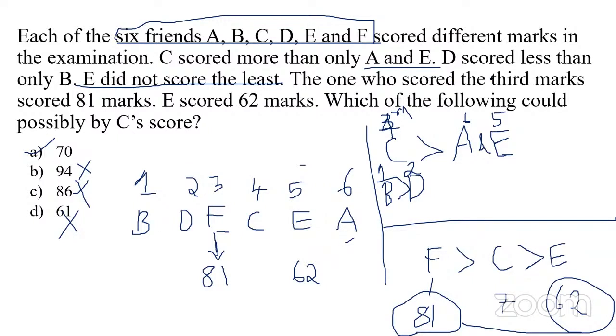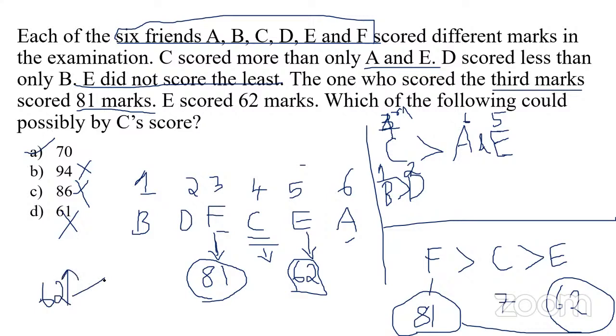So what they have given, the one who scored third marks, listen carefully. The third mark yaar vaangirukangalo avangaloda mark 81. So F is the third person, third rank, and it got 81 marks. E scored 62 marks, they have given directly. So C score எப்படி இருக்கும்? It is between 81 and 62, right? 62 ல இருந்து அதிகமா இருக்கும், 62 to 81 குள்ள இருக்கும். That mark may be 63, 64, 65, 66 and up to 81. Yes, it should be between 62 and 81.